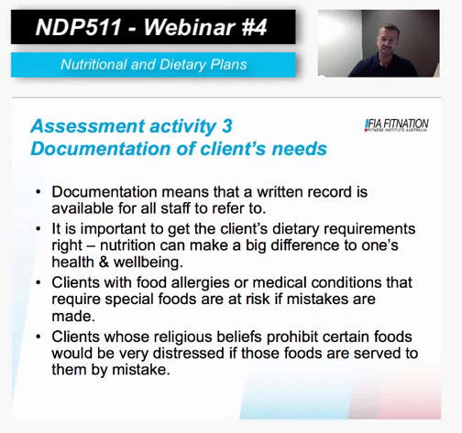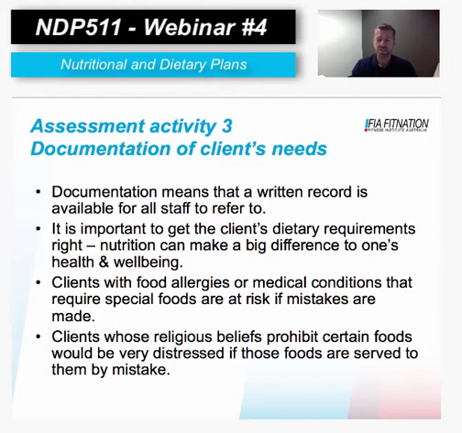The second part of this assessment activity, the question that's being asked is, why is it important to document clients' needs and communicate this with kitchen staff? And again, this is quite obvious. Documentation means that a written record is available for all staff to refer to. That's why it's important. So everyone is really on the same page here.